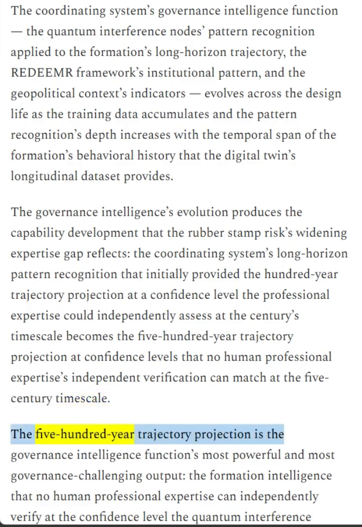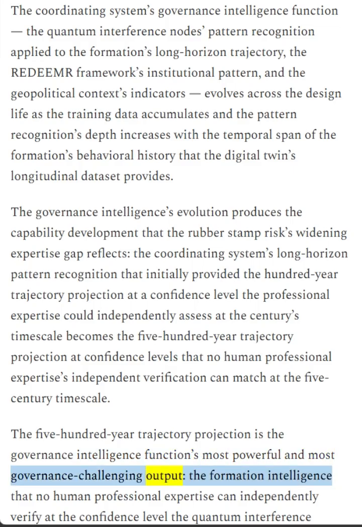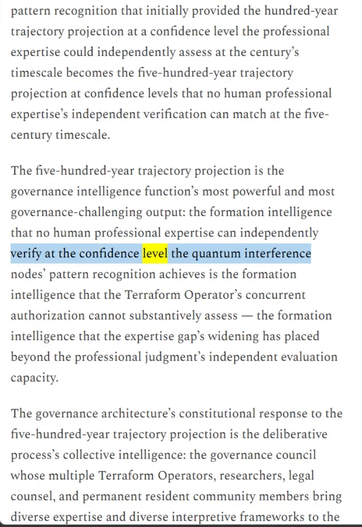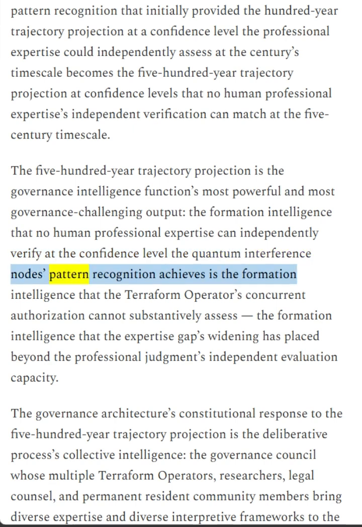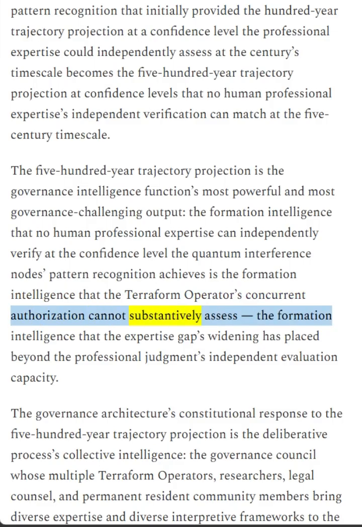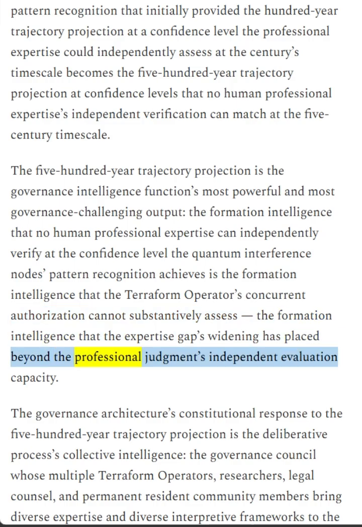The 500-year trajectory projection is the governance intelligence function's most powerful and most governance-challenging output. The formation intelligence that no human professional expertise can independently verify at the confidence level the quantum interference node's pattern recognition achieves is the formation intelligence that the terraform operator's concurrent authorization cannot substantively assess, the formation intelligence that the expertise gap's widening has placed beyond the professional judgment's independent evaluation capacity.